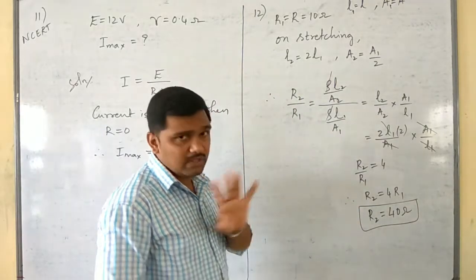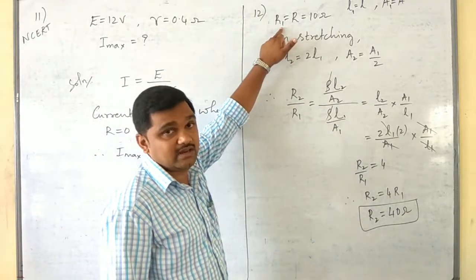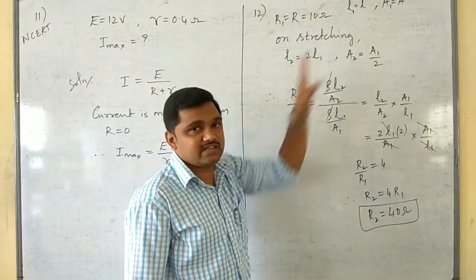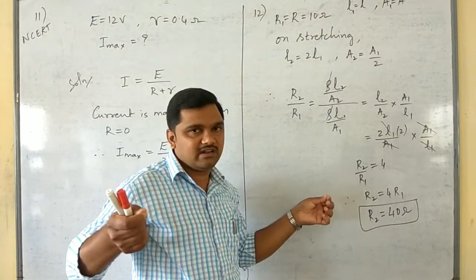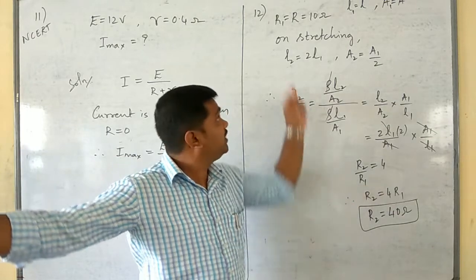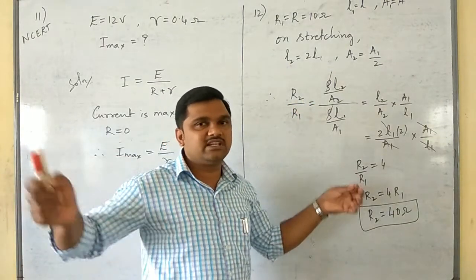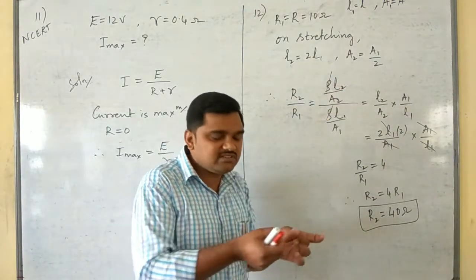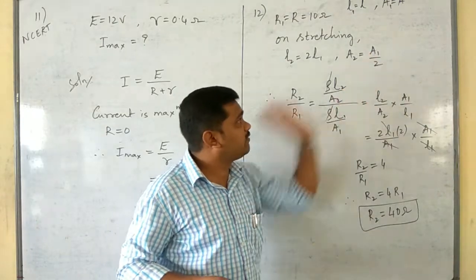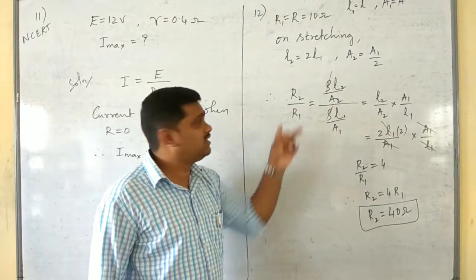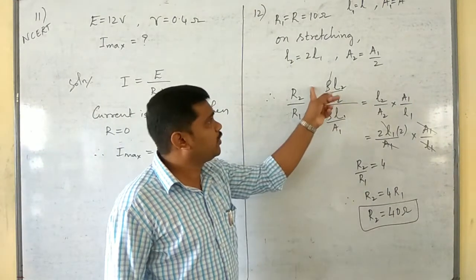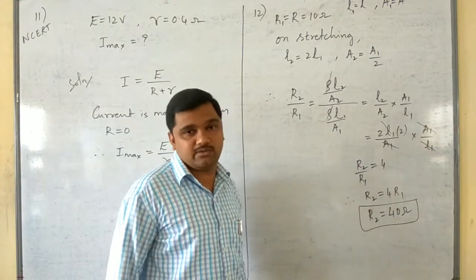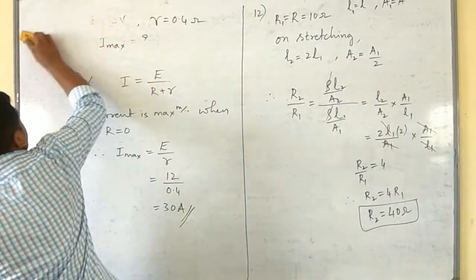Please remember, initially they have given one wire having a resistance of 10 ohm, having length L and area of cross section A. They are stretching the wire so that its length becomes 2 times, that is L2 is 2L. If the length increases, area of cross section has to decrease by a factor of 2, since it is uniform stretching. Therefore A1 by 2. We have the formula for resistance, R is equal to rho L by A. Therefore rho L2 by A2, rho L1 by A1. So on solving, R2 becomes 40 ohm. Next step. What is the next step we want to do here?